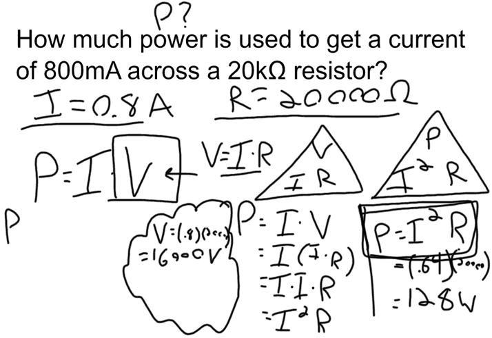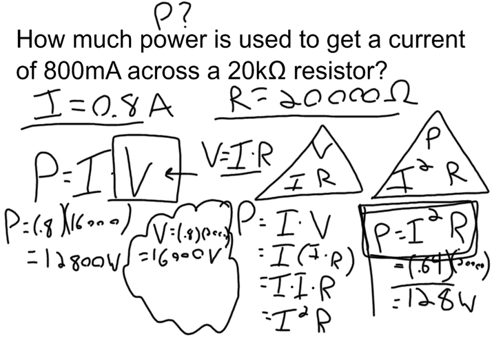But we do now have I that we can plug in. We get 0.8 times 16,000, which is, when we plug it into a calculator, if we don't like our mental math, we can do that. We get 12,800 watts.